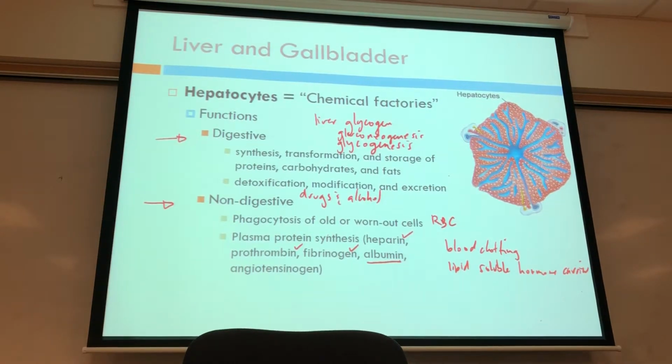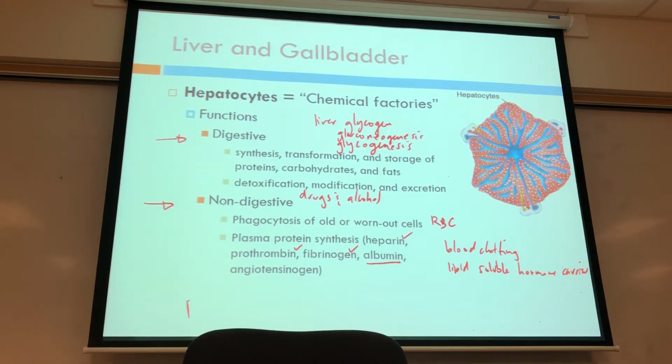The other main thing that we'll talk about on a slide later is the production of bile. And I'll talk about that on the later slide.